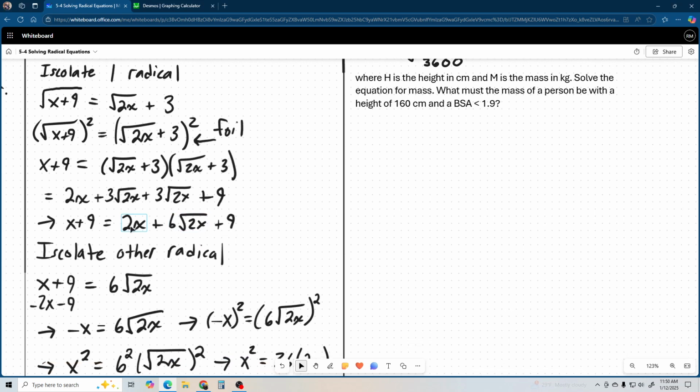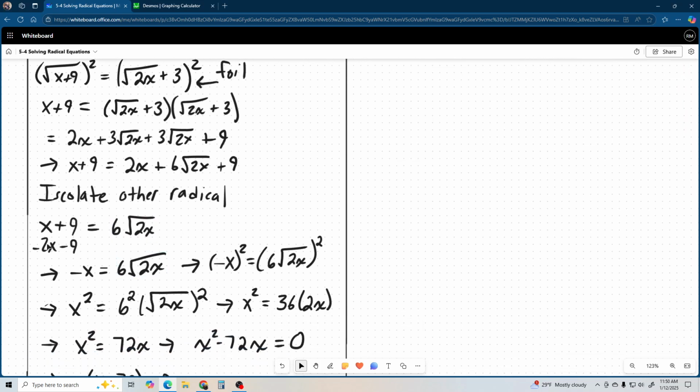So I'm going to subtract 2x and 9 from this side, right? I'm going to get rid of this 2x and this 9, and that's going to equal the 6 times the square root of 2x. So x minus 2x is just negative x, and 9 minus 9 cancels out. So negative x equals 6 minus the square root of 2x.